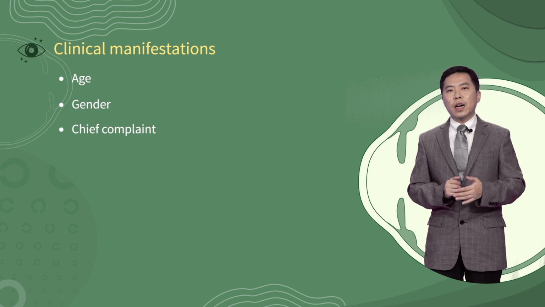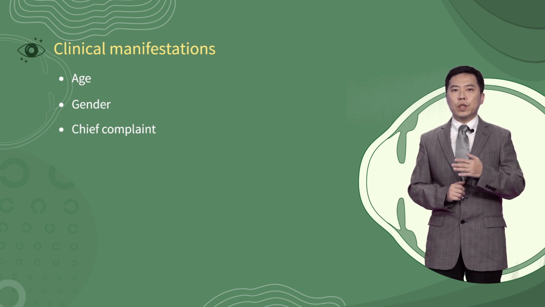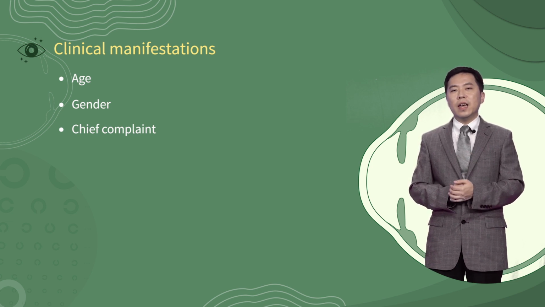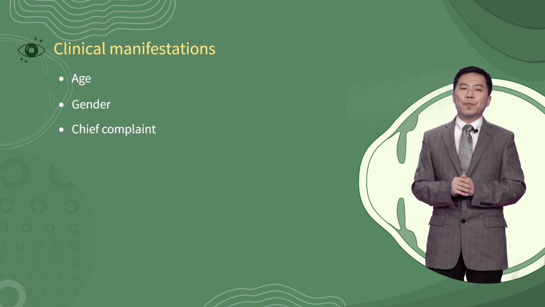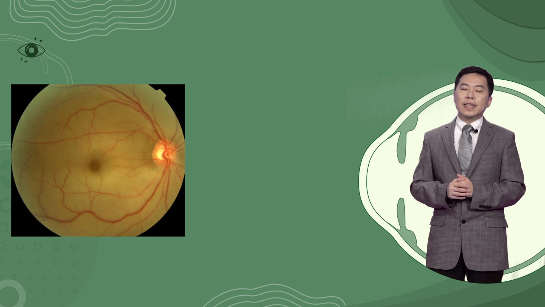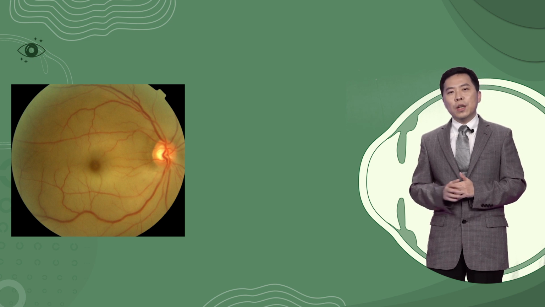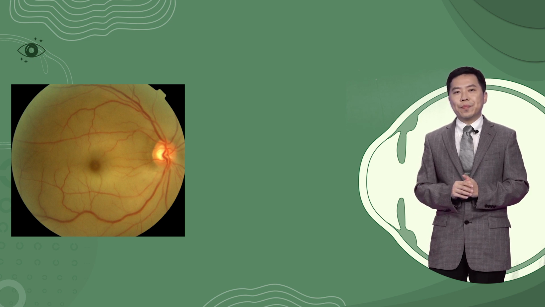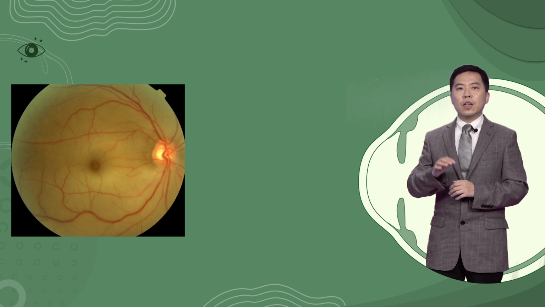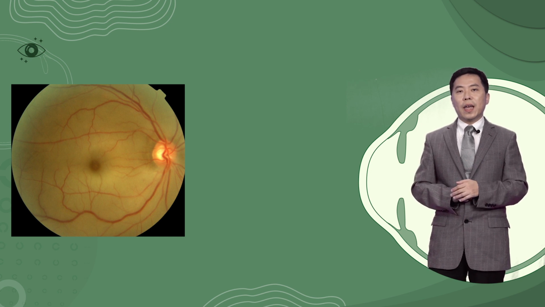RAO usually occurs in elderly patients with no gender preference. The visual loss is acute. Let's look at the fundus photo of our case. It is a typical image of CRAO. The main feature is the whitening of the retina.